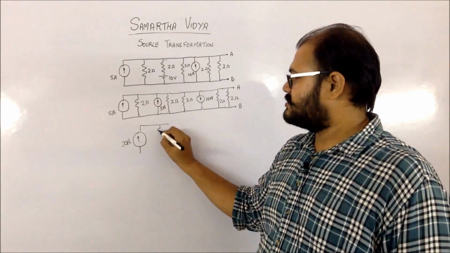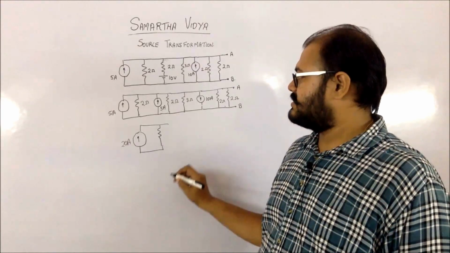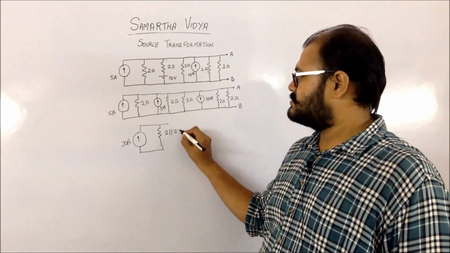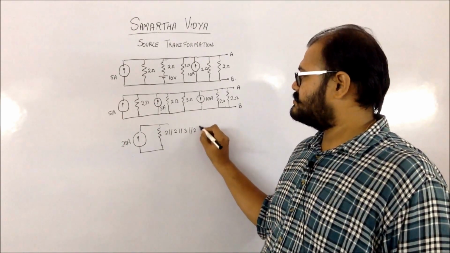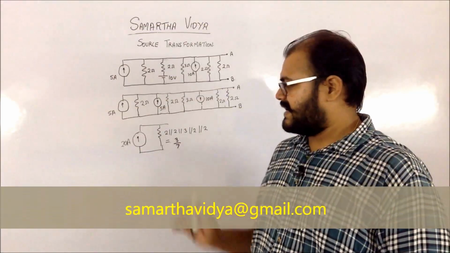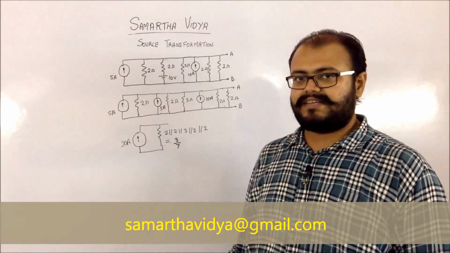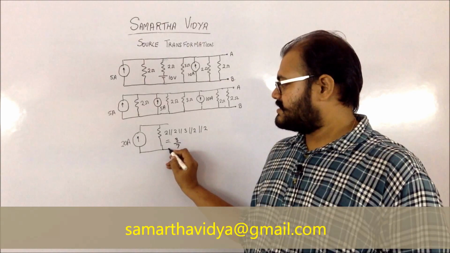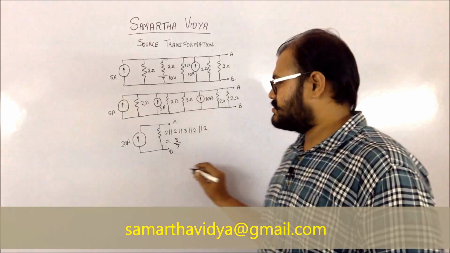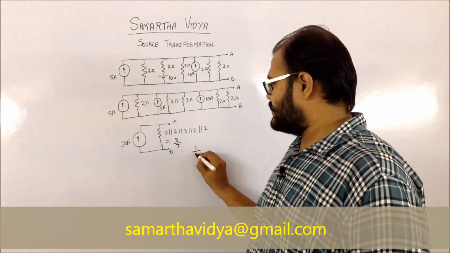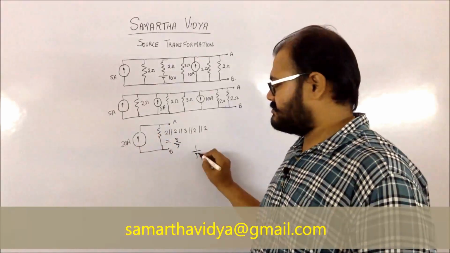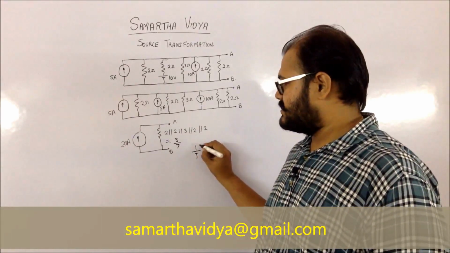The resistance to be considered here is going to be the parallel combination of 2, 2, 3, 2, 2. That's 2 parallel 2, parallel 3, parallel 2, parallel 2. After finding this parallel combination's value, it comes out to be 3 by 7. Now you have to convert this into your voltage source. Going back, you can represent this as negative and positive. Whichever is the starting end will be negative, and positive will be the other end.